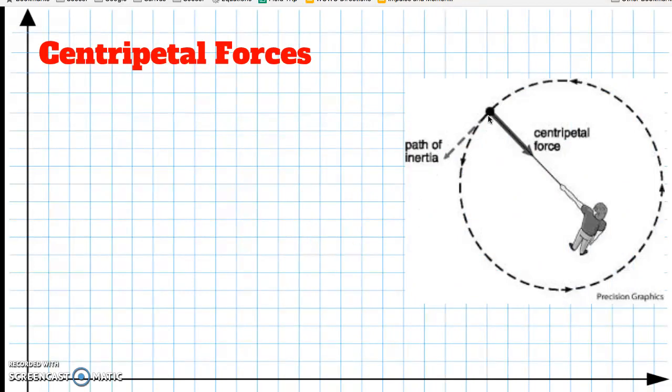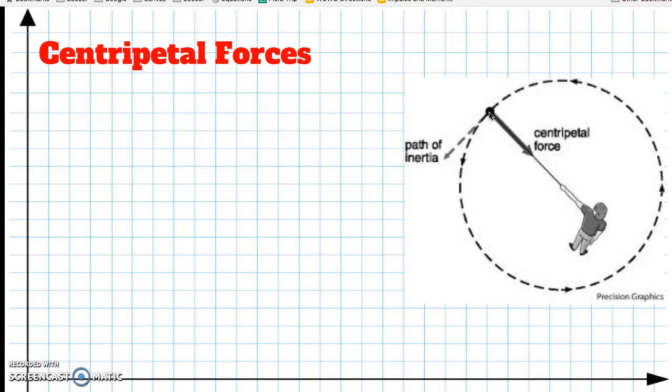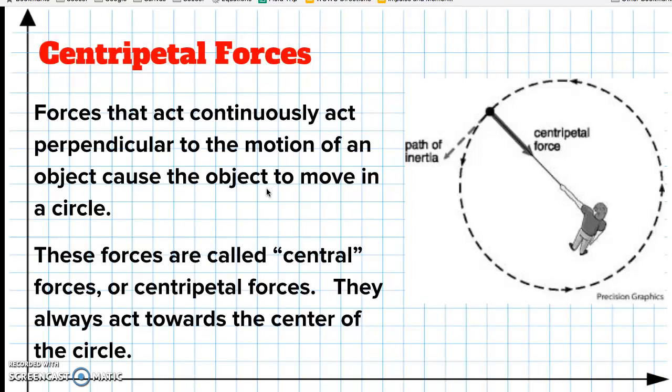So if I have, for example, a rock here and I'm swinging it in a circle around me, the rock, if you cut the string, would actually move in a straight line. That's the inertial path of the rock. But because the string is pulling on the rock, it's changing directions. And of course, when the rock is over here, the string is pulling this way. And when the rock is here, the string is pulling that way. So a central force or a centripetal force always acts perpendicular to the velocity, and it causes it to move in a circle.